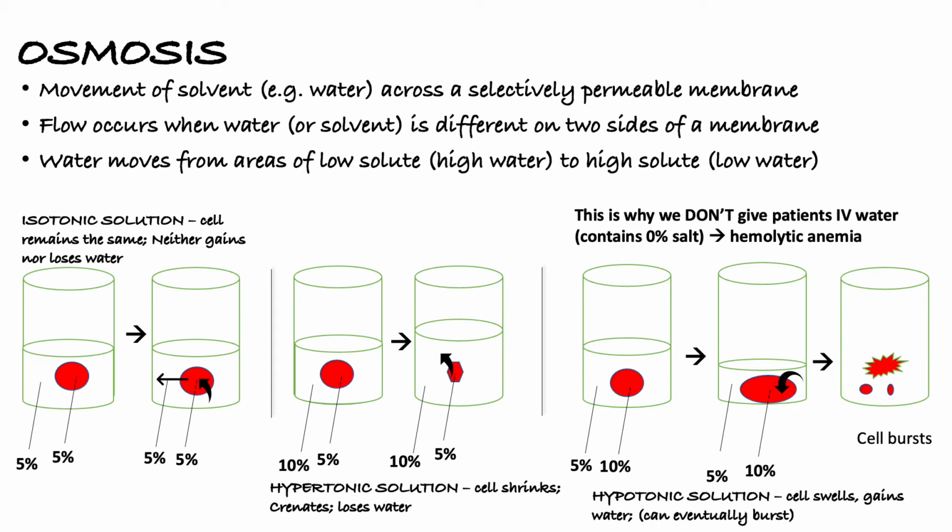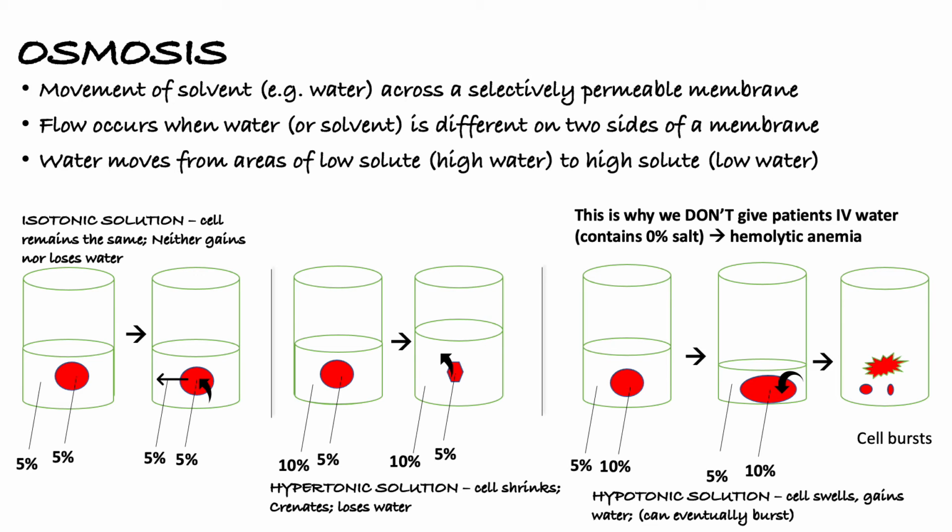The water moved out of the cell to quote unquote make the solution less salty. All right, so we still have 10% salt outside the cell, and we still have 5% salt inside the cell. So we use the term hypertonic solution. The salt solution, we call that a hypertonic solution because of what it's doing to the cell.